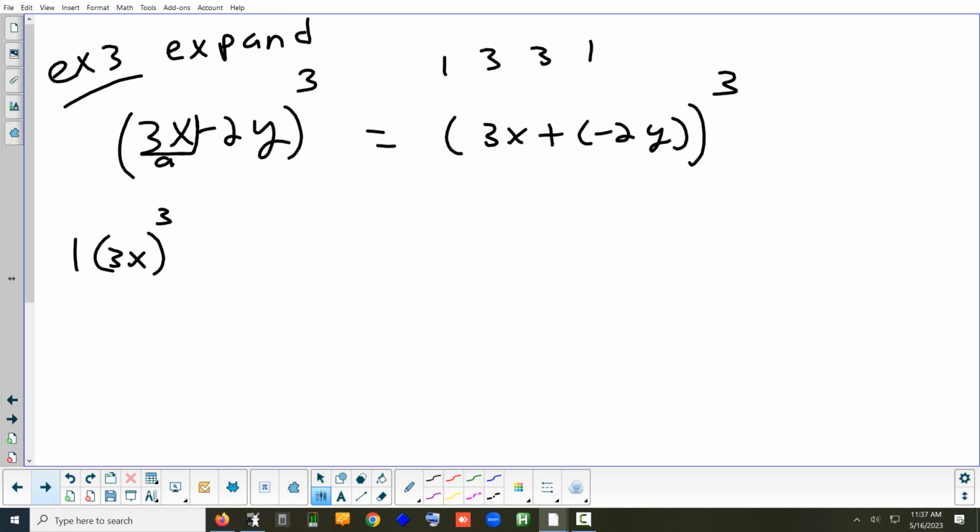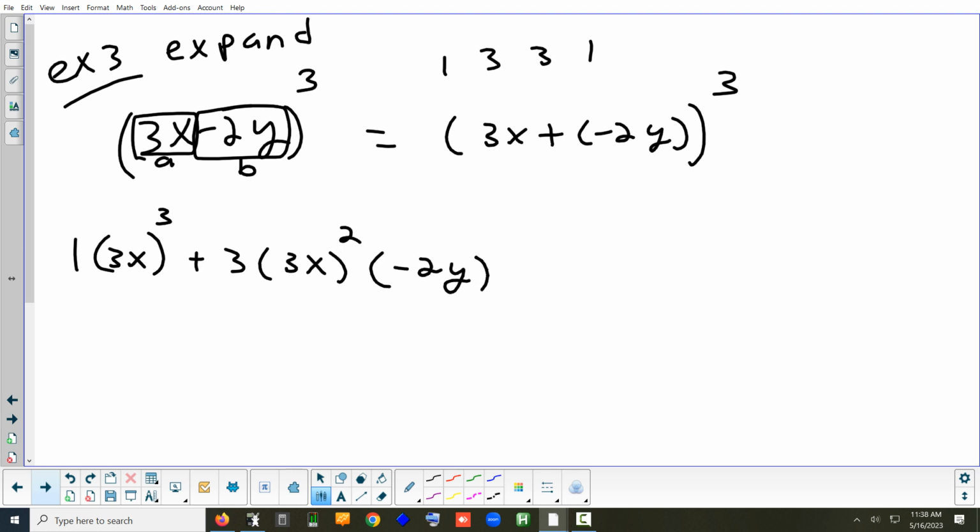This is your A. This is your B. A is what comes before the plus sign. B is what comes after. If you think of it like that, what would my next term be? You tell me. 3 in parentheses 3x squared. Yep. Parentheses negative 2y. Yep. So there's your second term.